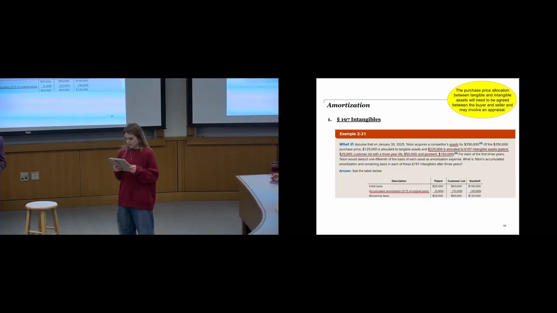So we would do 1/15 for each year for 3 years, so that's 3/15s, which is just 20%. So we would separate the intangibles, and then the initial basis for the patent is 25,000, and 20% of that is the accumulated amortization, which is 5,000. For the customer list, the initial is 50,000, and 20% of that is 10,000. And then for goodwill, 150,000, and the accumulated amortization is 30,000. So very straightforward. You don't need a table for that, right?